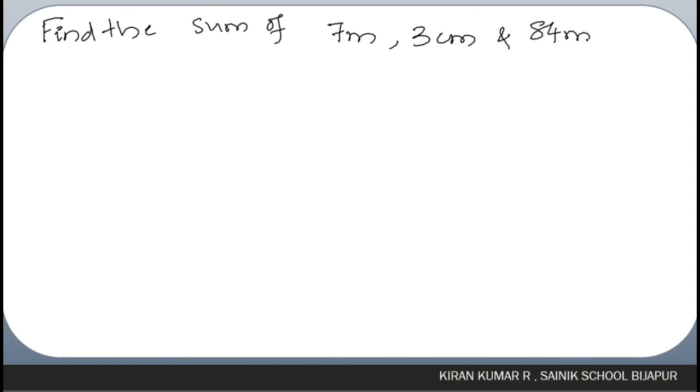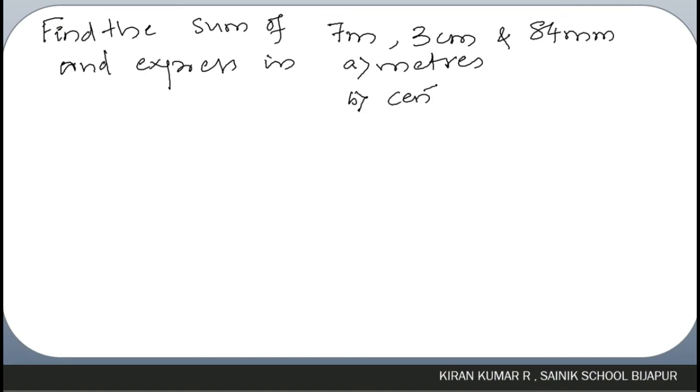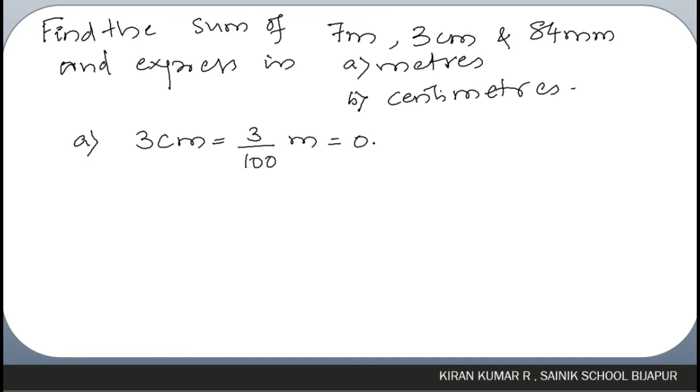Next, if there is a question to find the sum of 7 meter, 3 centimeter and 84 millimeter and express the first in meters, the second in centimeters. How do we do that? Here, to express in terms of meters, I will convert this 3 centimeters as 3 by 100 meter. This will become 0.03 meter.